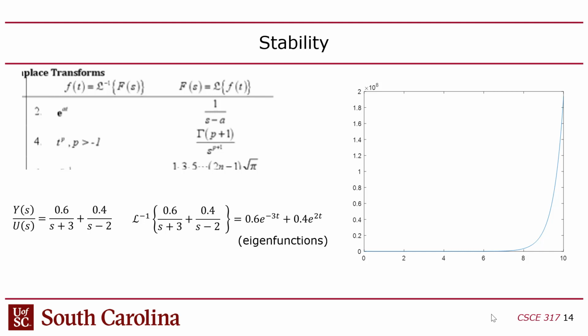These are called the eigenfunctions of that transfer function. And now you're back in the time domain. So if you look at this function, obviously you could tell from looking at it, but if you plot it out, you can see that it's unbounded, right? It just goes to infinity as you increase time.